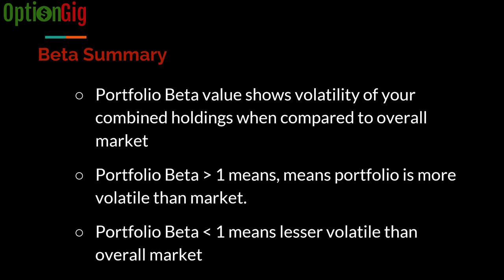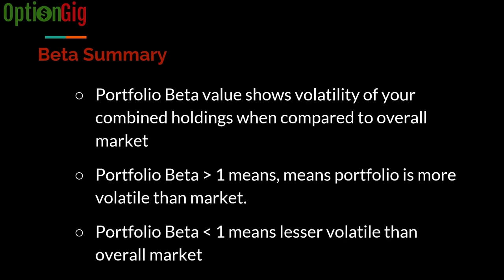Let's say your portfolio beta is 2. It means if the market goes up by 5%, your portfolio could be expected to go up by 10%, or it could be in the reverse direction also: if the market goes down by 5%, your portfolio could decrease by 10%.